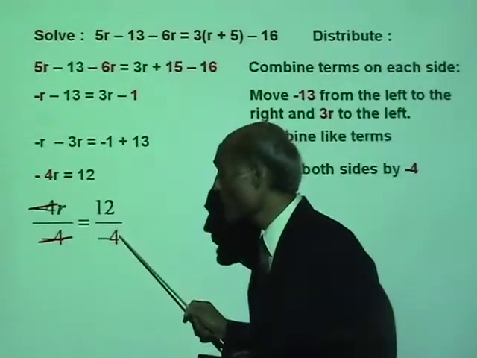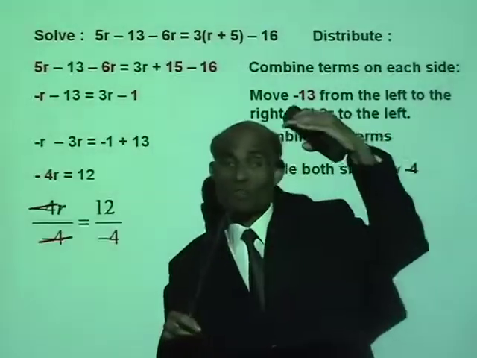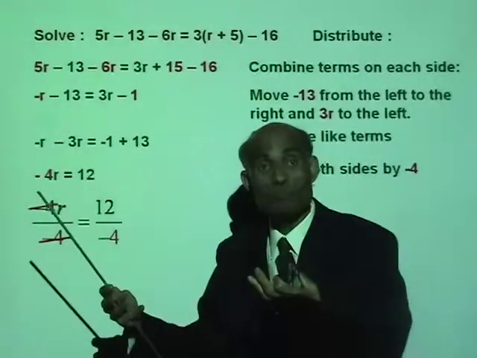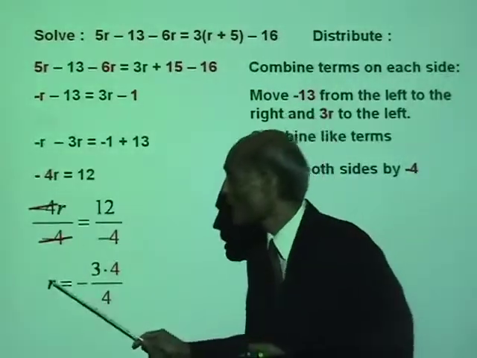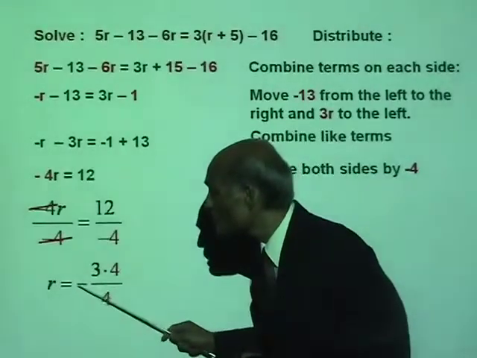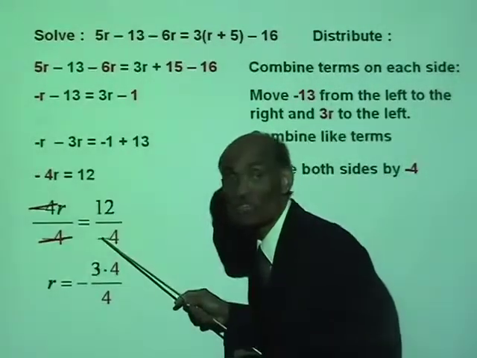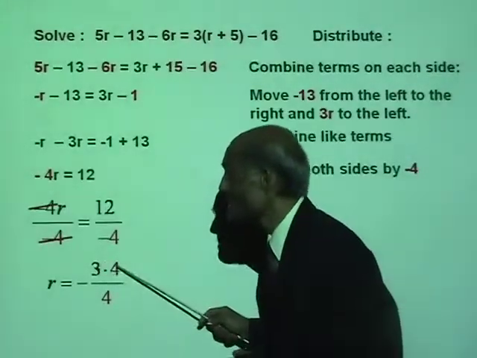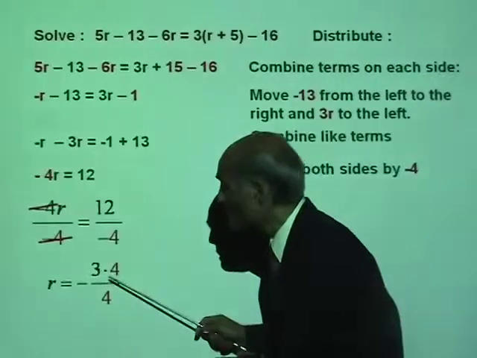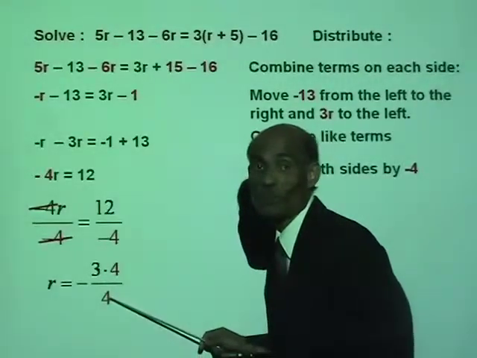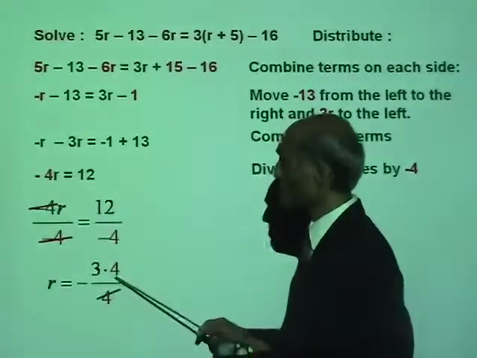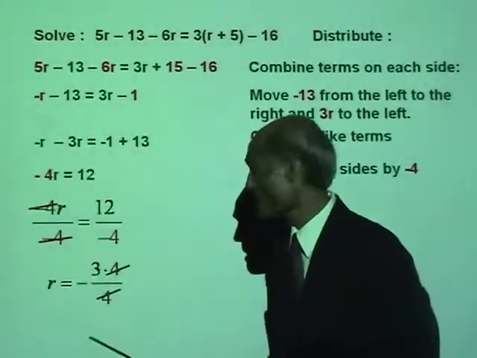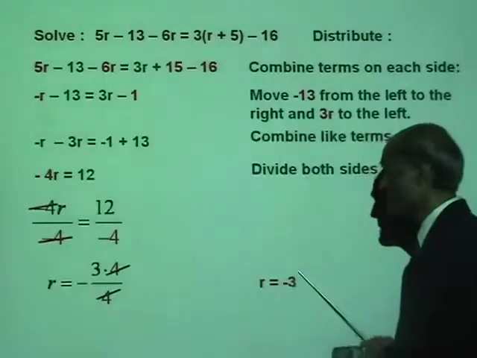12 divided by negative 4. Numerator is positive, denominator is negative. That makes the whole number negative. So you get r equal to negative. Alright, I wrote 12 as 3 times 4 so that I can cancel the 4 from the denominator and numerator. There you are. And so our solution is r equal to negative 3.